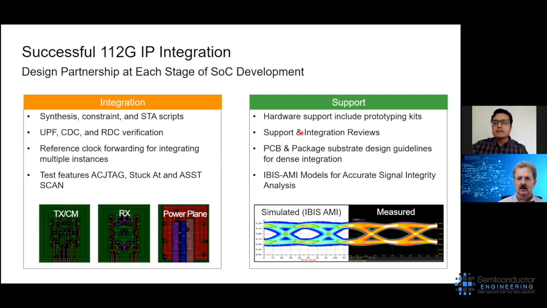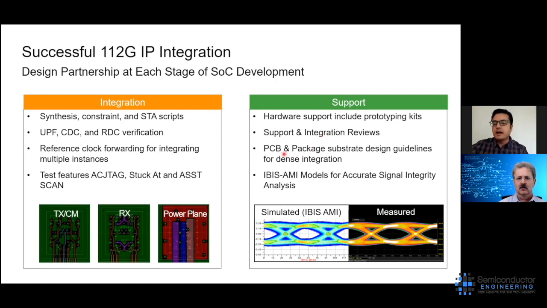Finally, on the support, when such a complicated IP has to be integrated, hardware support needs to have a prototyping kit so that the firmware can be made available as soon as the design teams have started working. And the learnings from previous tape outs need to be rolled into the future tape out so that the bugs are not reported. So for PAM4 IPs, support from the IP vendor and integration reviews based on previous experiences are a must have.